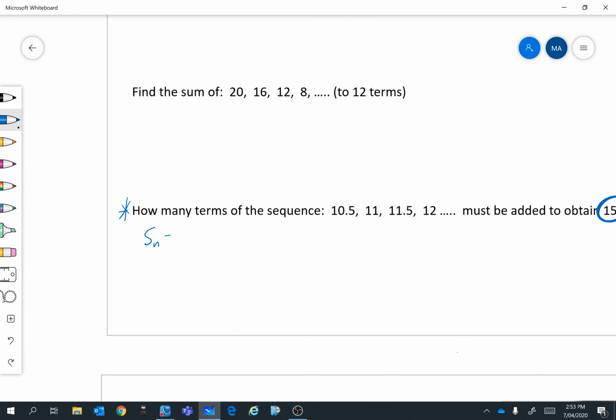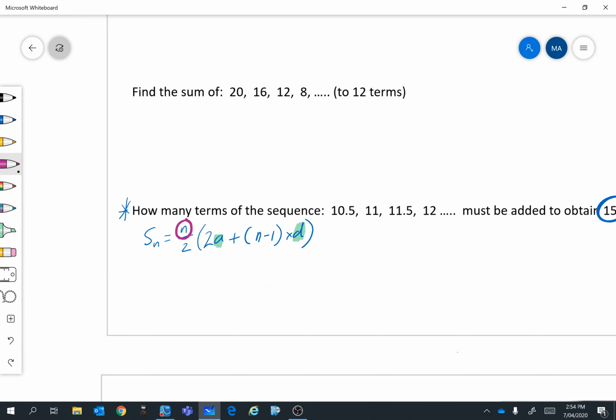So the sum is equal to the number of terms over 2, bracket, and we multiply that by 2 times the first term plus n take 1 by the common difference. So what we need to do is identify the first term and the common difference. What we're actually trying to find is that n value. We want to find out what is the value of n, right?